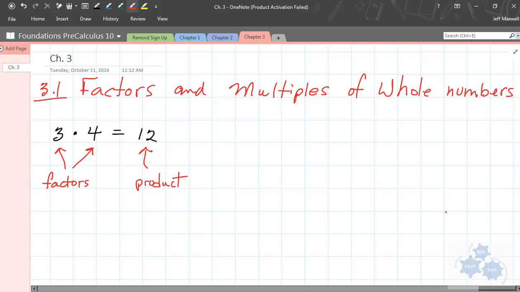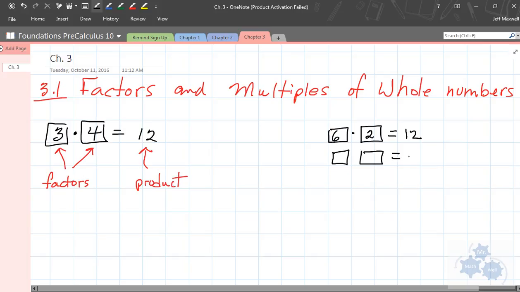Okay? Now, if we have 12 as a product, are there any other numbers that we could multiply together to give us 12? So my question is, are there other factors other than 3 and 4 for 12? Very good. 6 times 2 is 12. Awesome. Okay, can anyone think of any more factors for 12? 1 times 12. Very good. Okay. Any others that you can think of? Not whole numbers anyways, right?